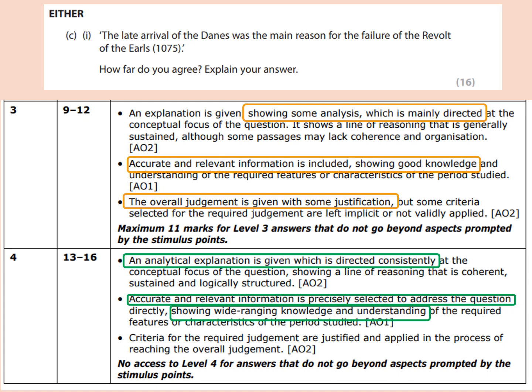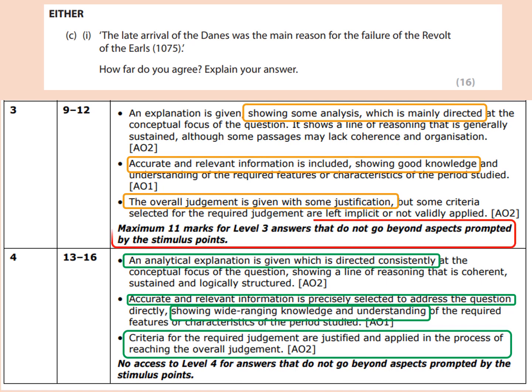Remember, you are being asked, how far do you agree? You will need to give an overall judgment for level 3, explaining how far you agree, with some justification and explanation. You've got to take that further with level 4 though. Right, this really is a bunch of jargon here, but basically this is what it means. Criteria for the required judgment are justified and applied in the process of reaching the overall judgment, means that you fully support what your judgment is, whatever it is, by considering all the different factors that affect it. So not just one aspect, but several.